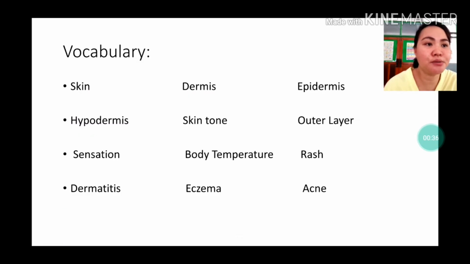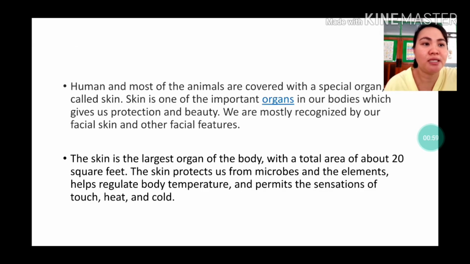Now we're going to learn about our vocabulary. We have skin, dermis, epidermis, hypodermis, skin tone, outer layer, sensation, body temperature, rash, dermatitis, eczema, and acne. Those are our vocabulary for this lesson. So let's go. So what is our skin?